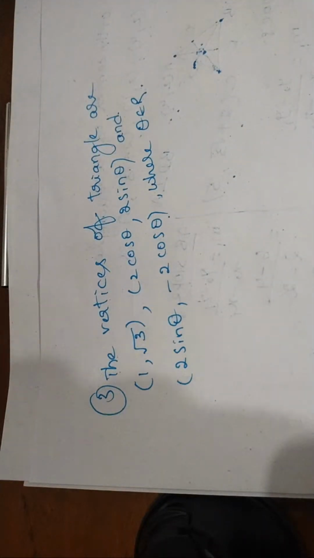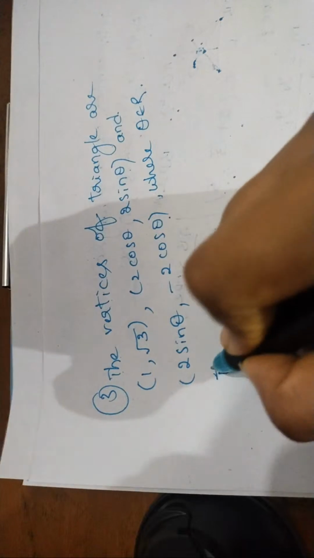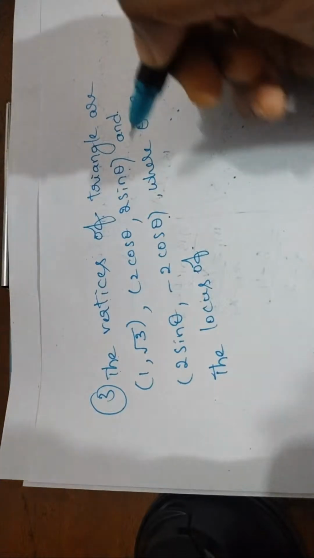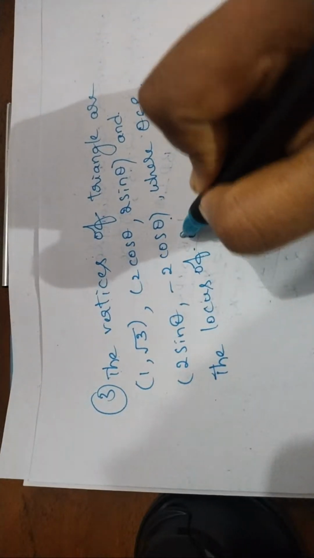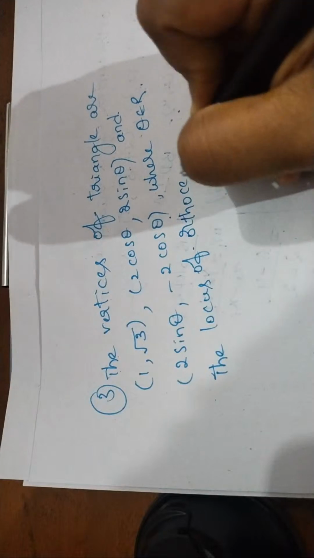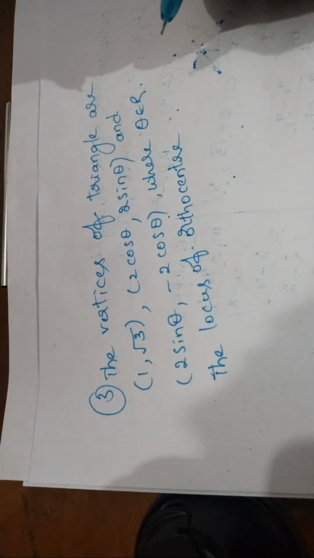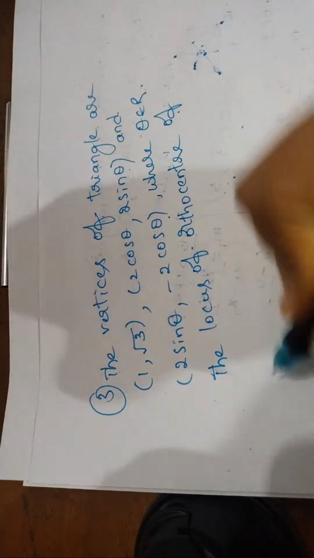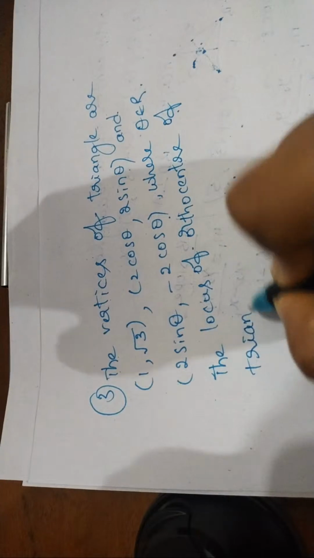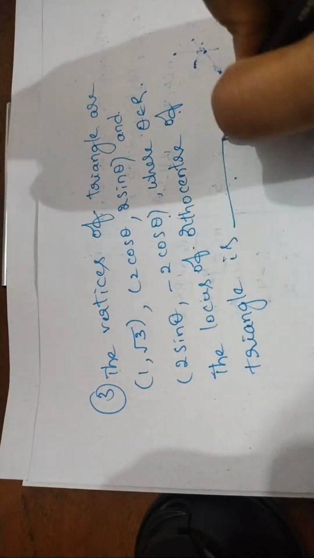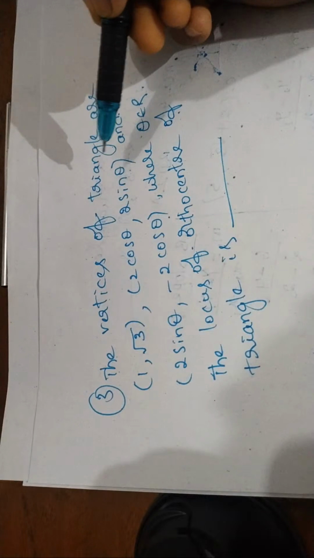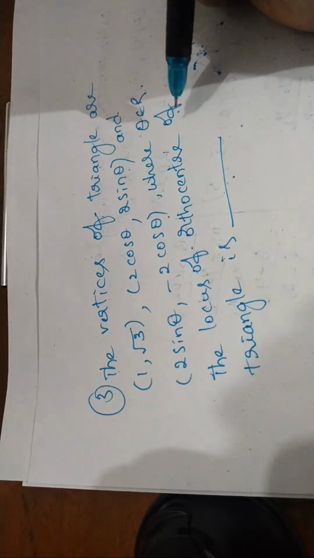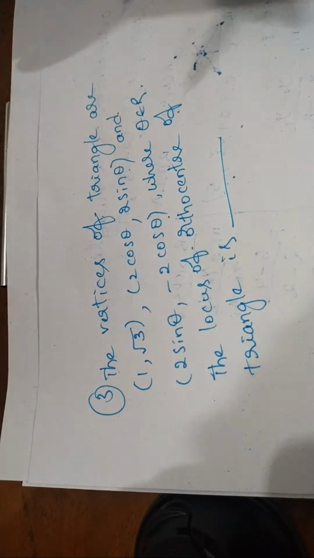Now find the locus of the orthocenter of the triangle. They gave here 3 vertices of the triangle and theta belongs to real numbers. For this we need to find the locus of the orthocenter of the triangle.